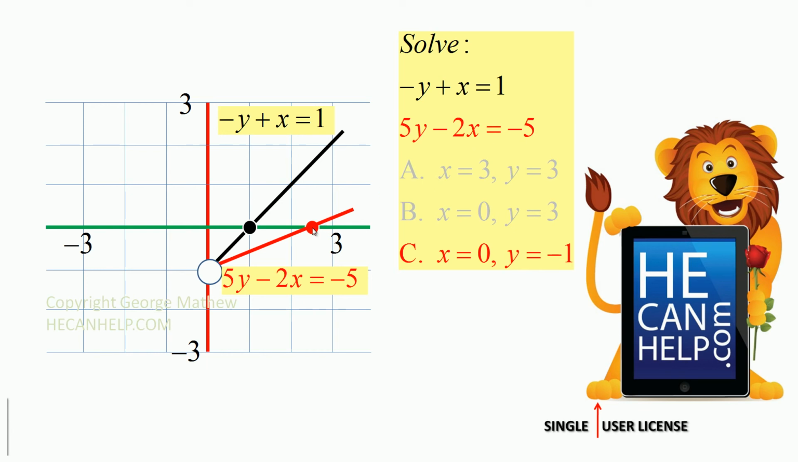So that is 2.5 right here, because this is 3 and this is 2. So this is 2.5. So our red line passes through (2.5, 0). And what is the point of intersection? (0, negative 1).